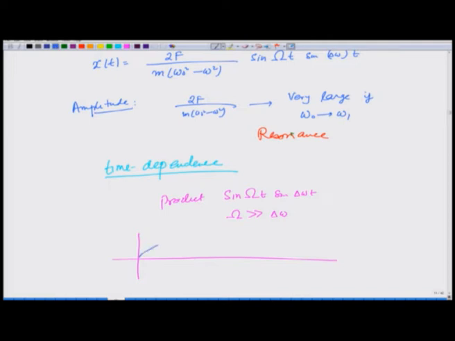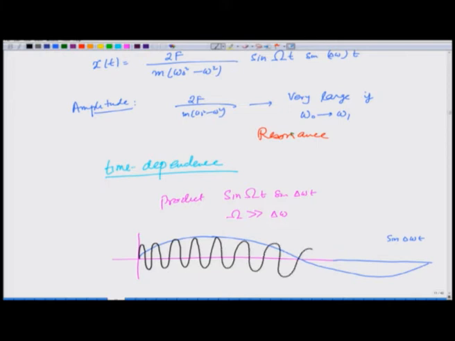One sine function is of a very small frequency, so that is going to be like this. This blue one is sine delta omega t, and the other function, capital omega t, is going to be a very highly oscillating function. So, the black one is sine of capital omega t. If you take the product, you can see that the amplitude of the black one is going to vary with time.